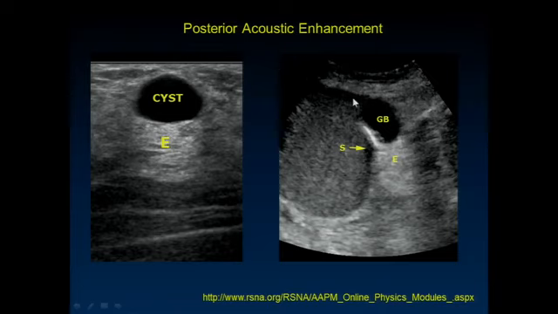I already mentioned the notion of posterior acoustic enhancement, the fact that with this cystic structure, the tissue deep to it appears slightly brighter, even though it has exactly the same properties as the tissue next to it. And that has to do with the fact that the ultrasound beam that travels through there gets less attenuated than the ultrasound beam that travels this path.